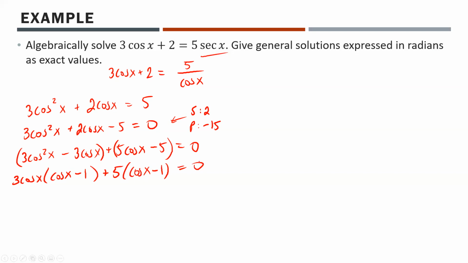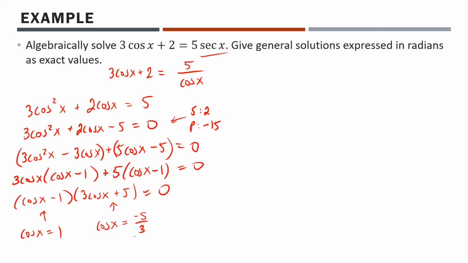What do you notice? As I always say, these two things match. So why don't I just say we have cosine x minus 1 times 3 cosine x plus 5, and that all equals 0. So long story short, either this piece is equal to 0 or this piece is equal to 0. If the left piece is equal to 0, we have cosine x equals 1. If the right side is equal to 0, we'd have to subtract 5 and then divide by 3. We'd have cosine x equals negative 5 divided by 3, or in other words, cosine x equals negative 1.6 repeating.